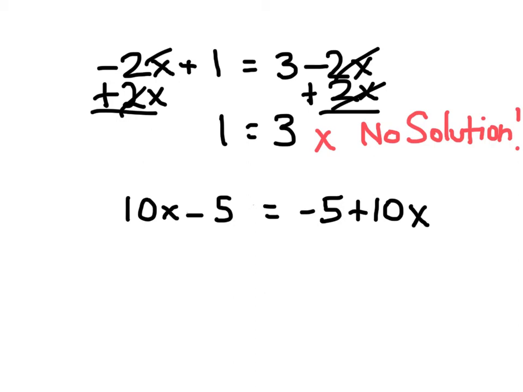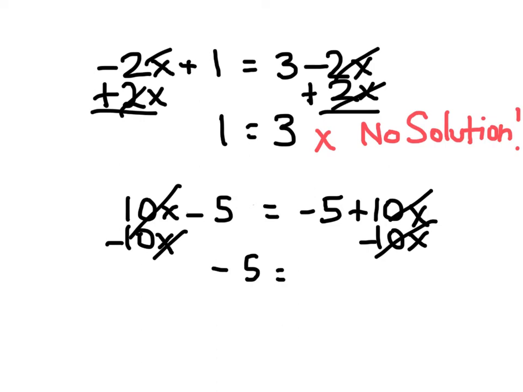Okay, let's try the next one. If I subtract 10x from both sides, the x's drop out. Negative 5 equals negative 5. Yes, that is true. So for this one, the solution will be all real numbers.